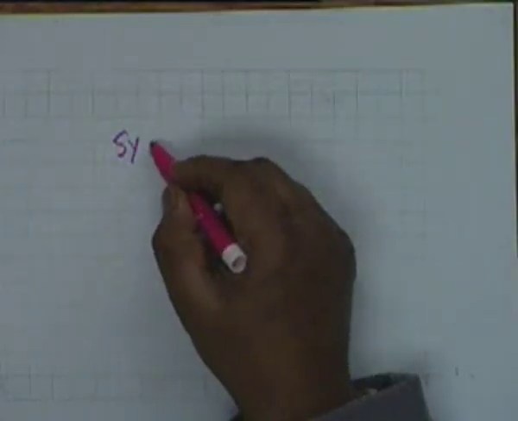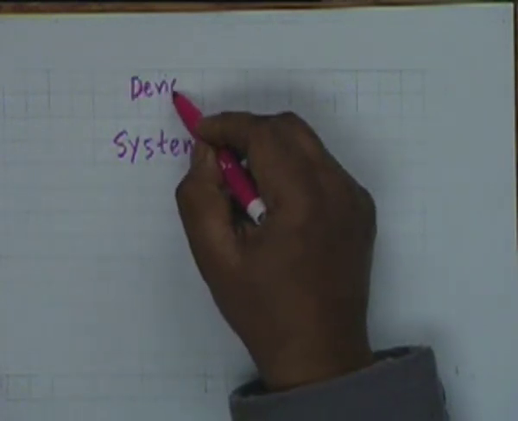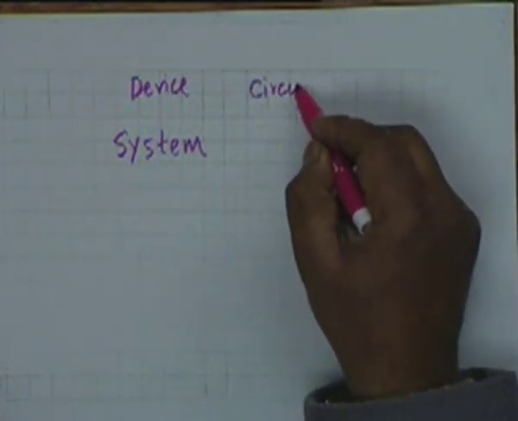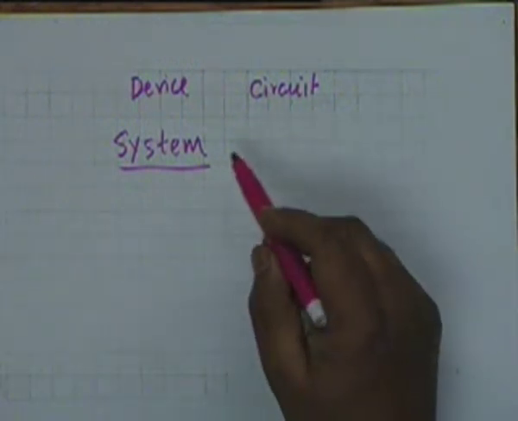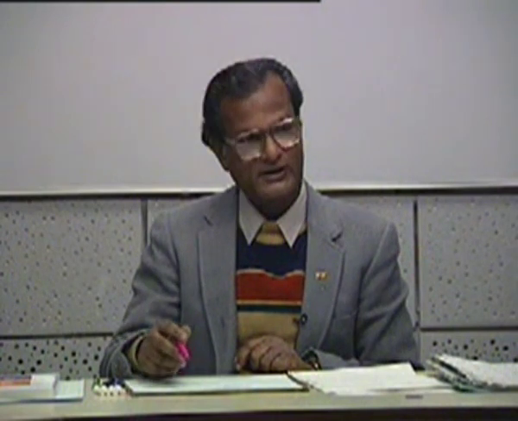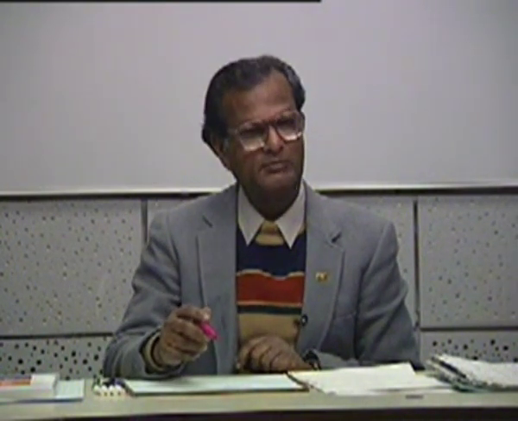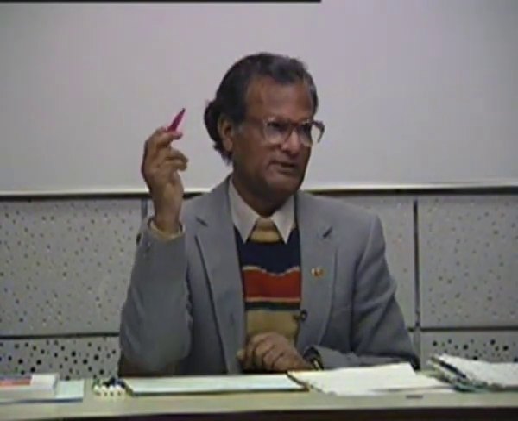Then you shall often get a term like system. We have already said what is a device, we have already said what is a circuit, and then you will also get a term like system. Now, a system consists of devices and circuits. Circuits are meaningful interconnections of devices, therefore a system contains circuits, it contains devices, but now devices can be electrical as well as non-electrical or interface devices.